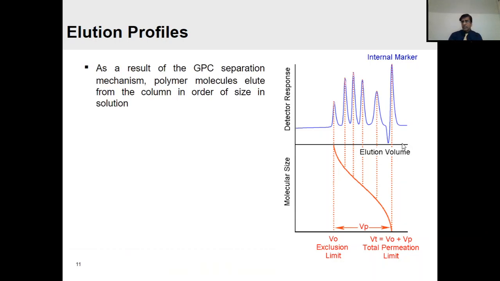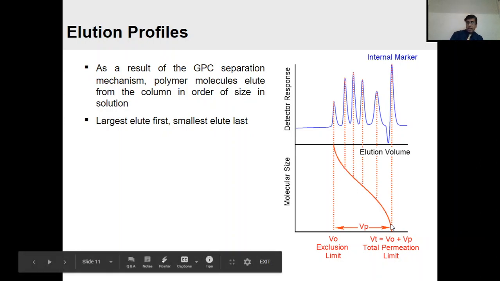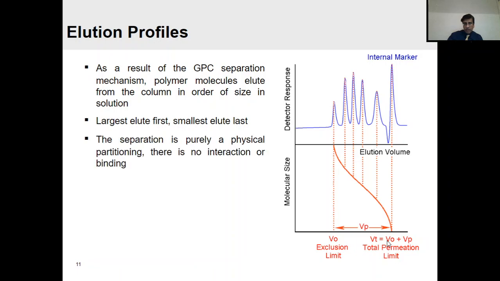As a result of the GPC separation mechanism, polymer molecules elute from the column in order of size in solution. Larger molecules elute first, the smaller elute last. So this red one is showing the larger molecule that comes first, and as the molecular weight decreases, at the last you get the smaller one. Here we have different nomenclatures used: V naught, VT, VP, and what are these? This will be explained in the next few slides.